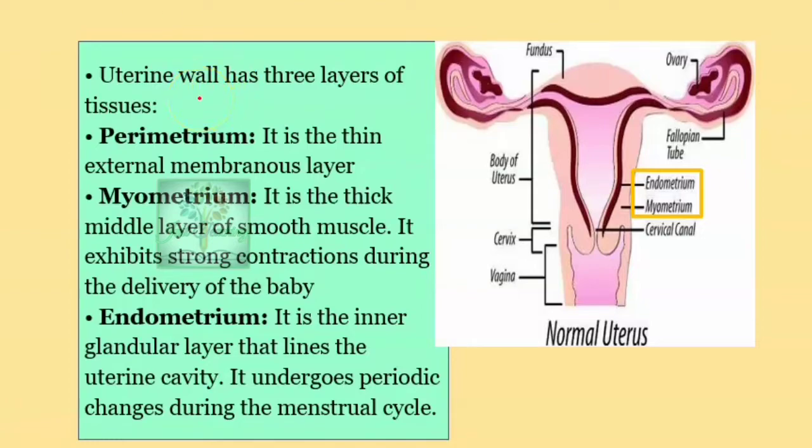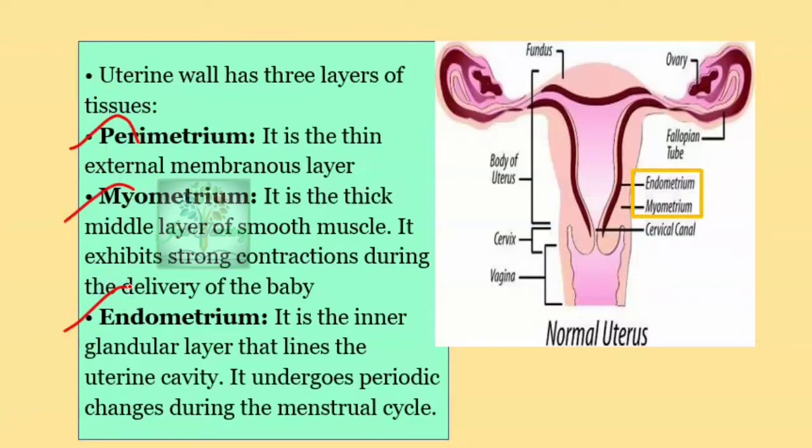So this thick nature is due to the presence of multiple tissue layers. We will see what tissue layers the uterus possesses. The uterus wall is made up of three tissue layers: one is perimetrium, the next is myometrium, and the third one is endometrium.